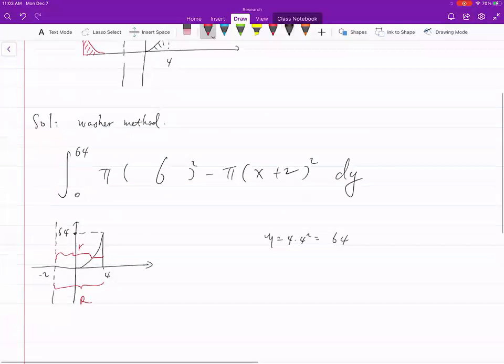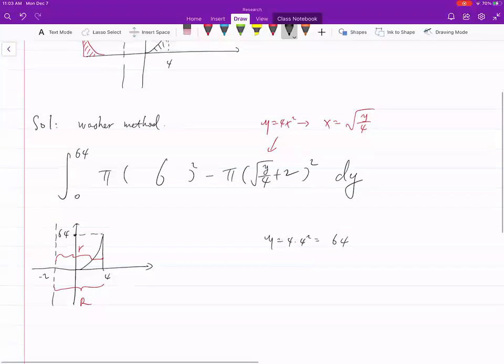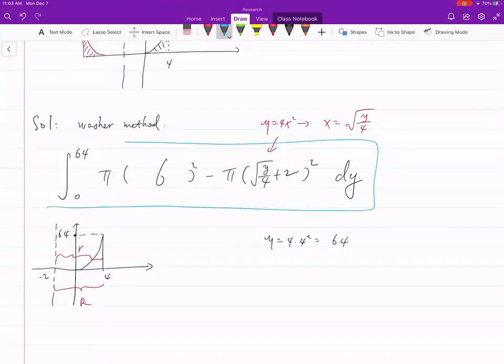Finally, you cannot take this because everything should be in terms of y. So you should try to rewrite x on this parabola, which implies x equals square root of y over 4. So replace this one by that, otherwise you cannot do the integral. Okay, that will be the setup for question 6.